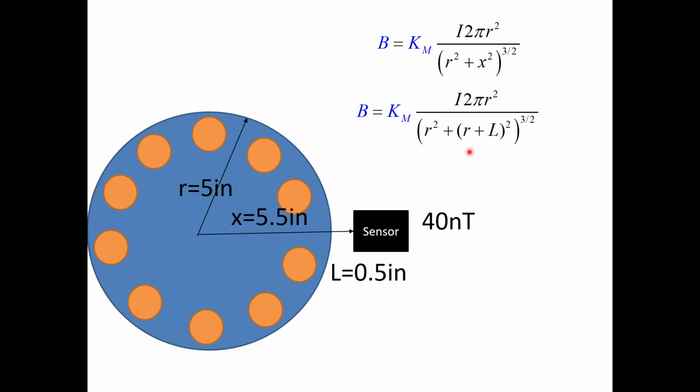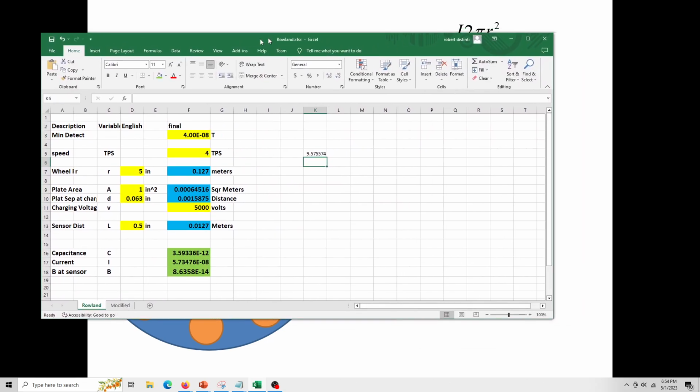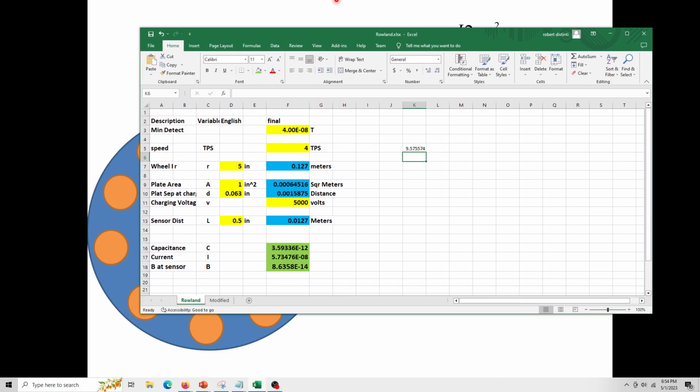So I'll rework that. Now, if we put all the values and all the equations into a spreadsheet, okay, this is what the spreadsheet says. Up here is our minimum detectable field, which is 40 nanoteslas. And we're starting this at 4 turns per second. The yellow are the input fields. The blue are the conversions to metric for the equations. The green are the computed results.